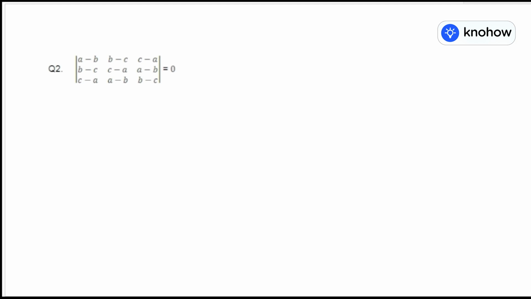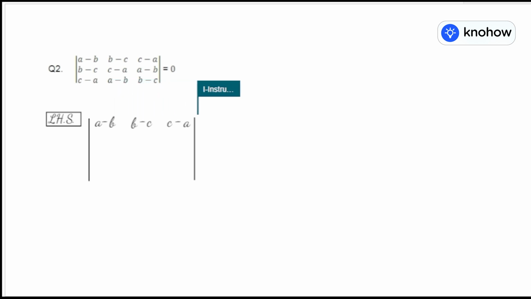Question 2, again, using the properties but without expanding, we have to prove it equal to 0. Look at it carefully. a minus b, b minus c, c minus a are the elements of row 1. Now what if you add column 1, column 2 and column 3? First of all you take the left hand side, which you have to prove equal to 0. What are the elements of the determinant? The elements of the first row are a minus b, b minus c, c minus a.